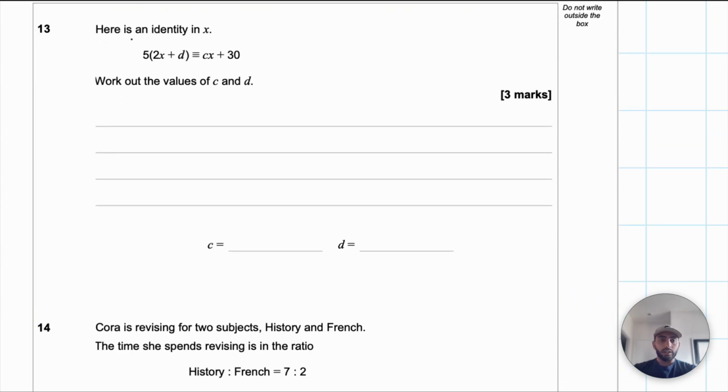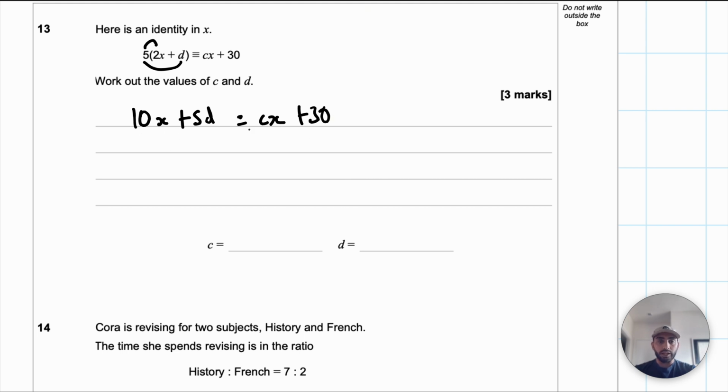Question 13. Here is an identity in x, and it's saying 5 brackets 2x plus d is equal to cx plus 30. We're trying to find the values of c and d. Let's just expand this bracket first and see what happens. 5 multiplied by 2x gives 10x, and 5 multiplied by d gives 5d, and that's equal to cx plus 30. We're going to be equating coefficients now.